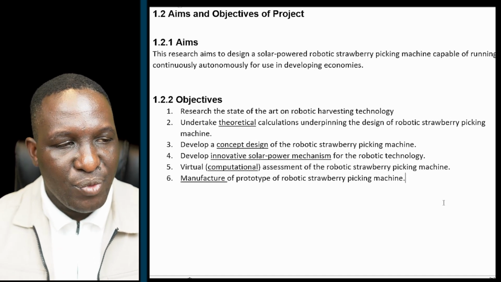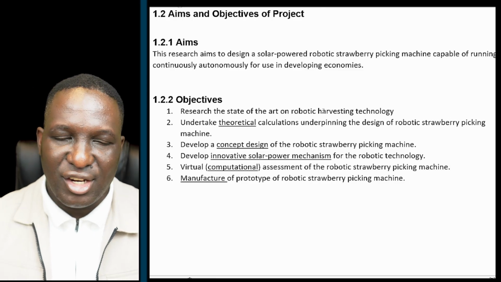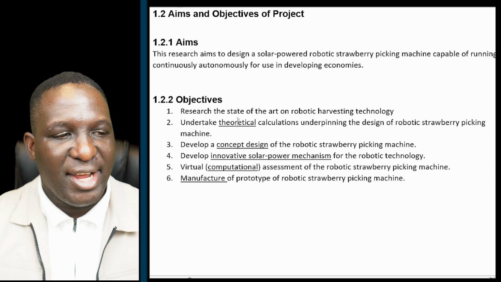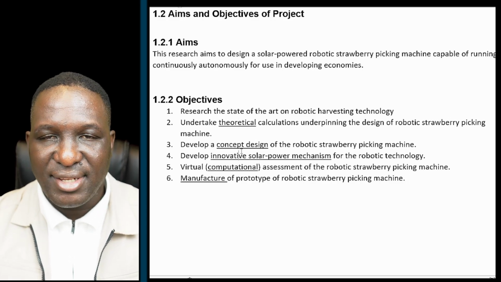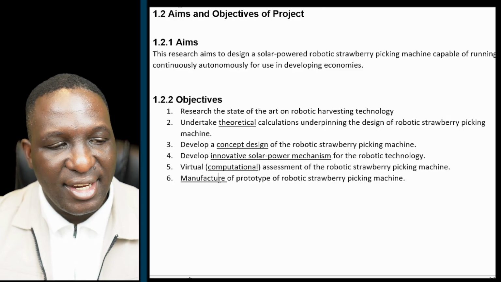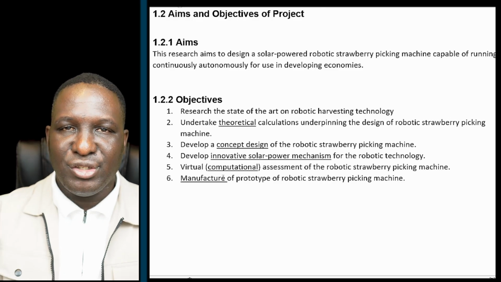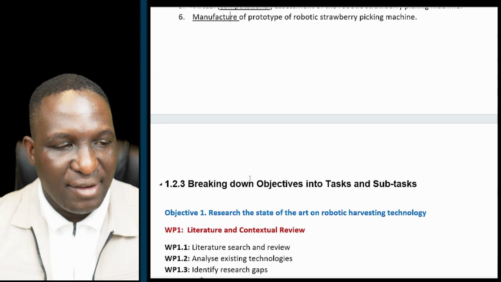And then we'll be successful. So the first thing you've got here is researching the state of the art, which is generally literature review. The next objective is about theoretical calculations, then producing a concept design, looking at solar-powered mechanisms for this robotic technology, doing some virtual assessment, and then finally manufacturing that. These are the objectives, and what we're going to do is take these objectives and break them down into measurable tasks. And I've already done that.